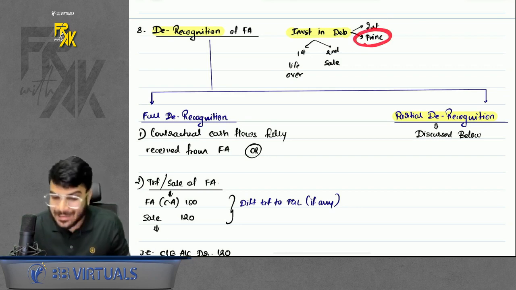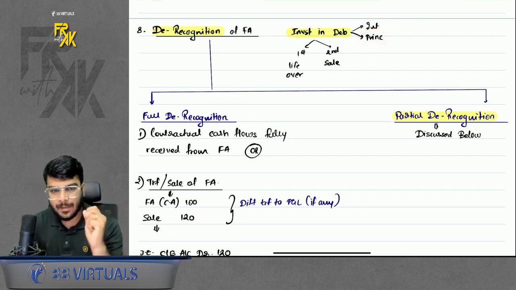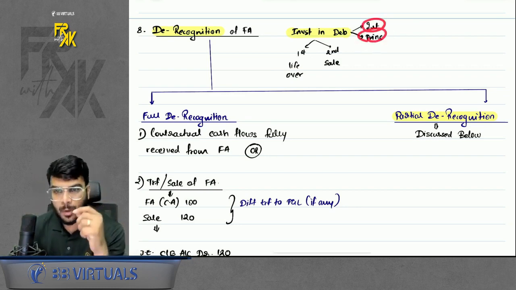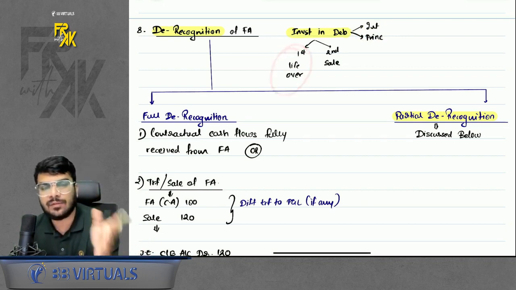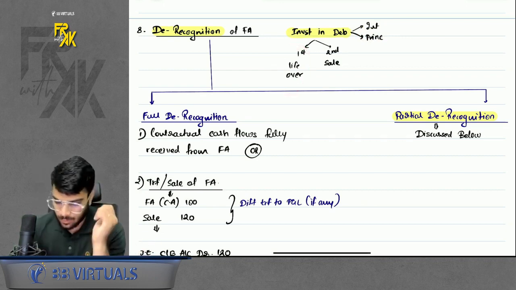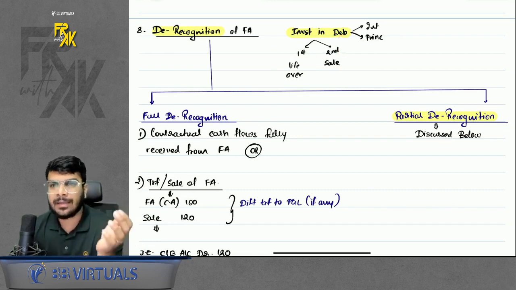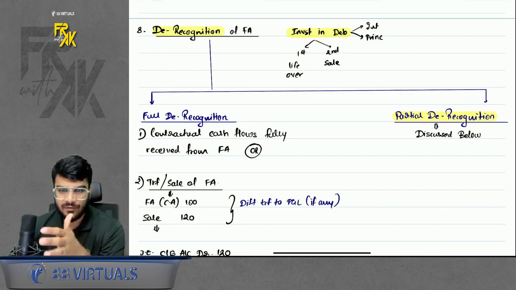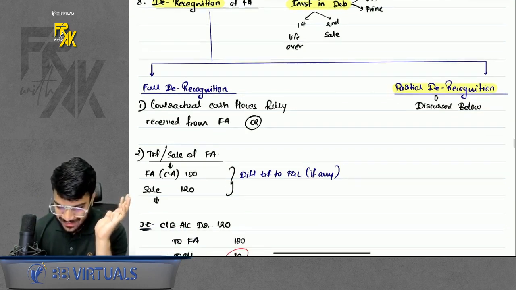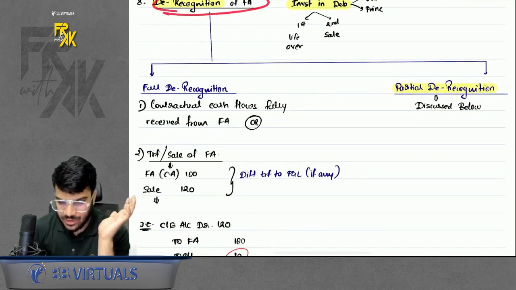You were supposed to receive principal, and you have received all the principal repayments. So when you have received whatever was promised to you, life is over. When the life is over, the financial asset will be nullified from my books. Okay. The second instance can be sale. When you sell this financial asset, at that time also you can derecognize the financial asset. So these are the two instances where you will derecognize the financial asset.